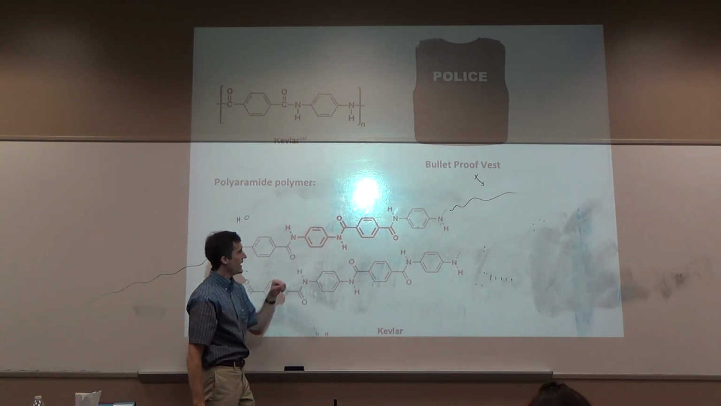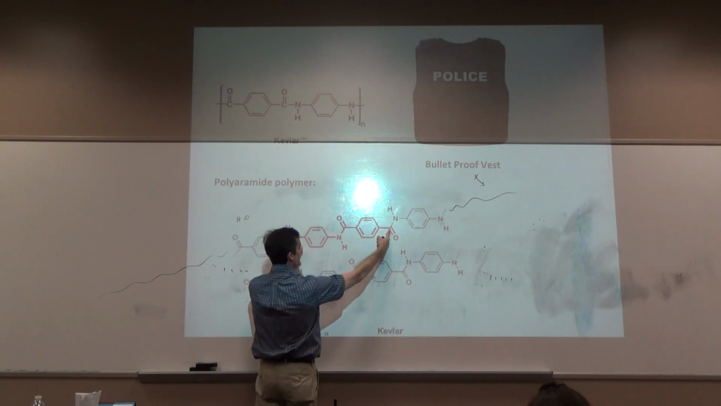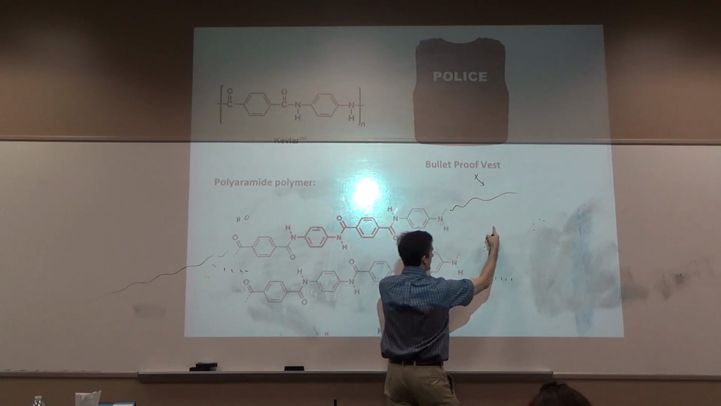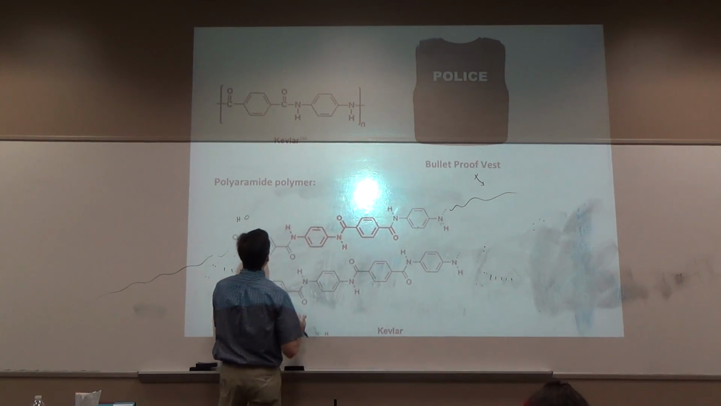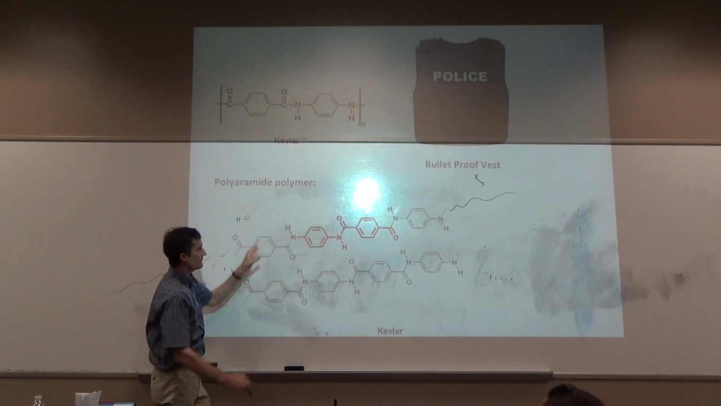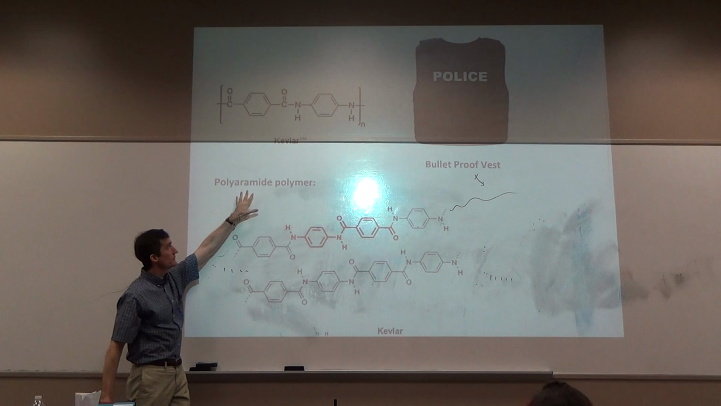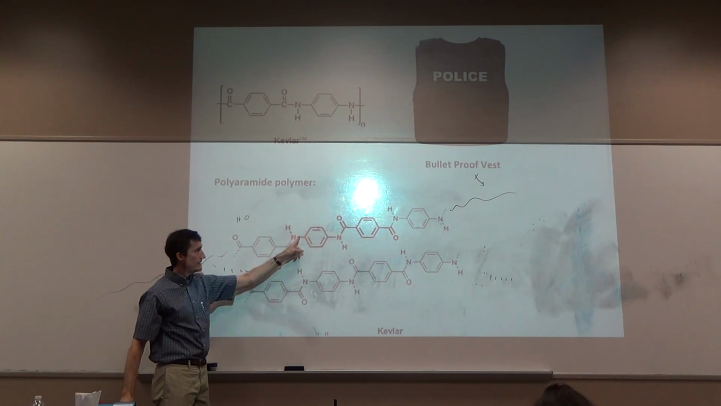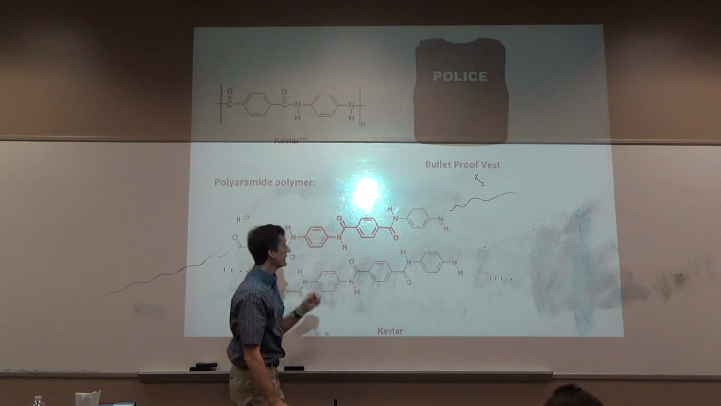In red here is the monomer, which is a repeating unit. You just keep repeating it, keep repeating it, keep repeating it. It's called a polyaramid, ara coming from aromatic. We see these aromatic rings, and then amide, because it has amide functional groups connecting all along, called an aramid.